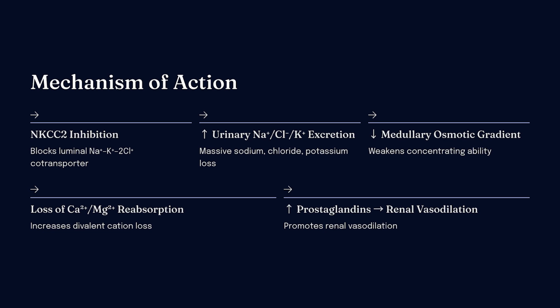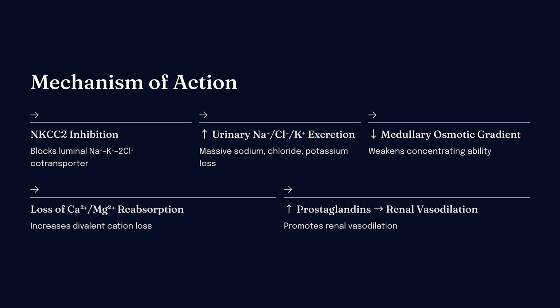Mechanism of action. The mechanism of action of loop diuretics begins with NKCC2 inhibition. These drugs block the luminal sodium-potassium 2-chloride cotransporter in the thick ascending limb of the loop of Henle. As a result, reabsorption of sodium, chloride, and potassium is prevented, leading to marked urinary sodium, chloride, and potassium excretion, which produces powerful diuresis.